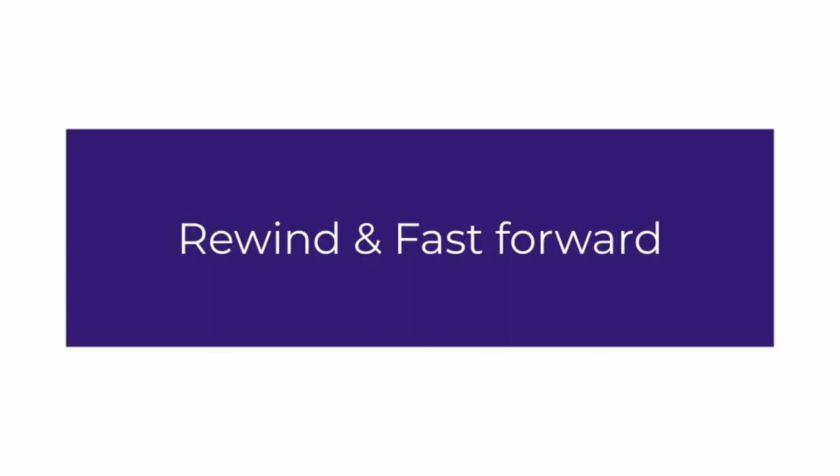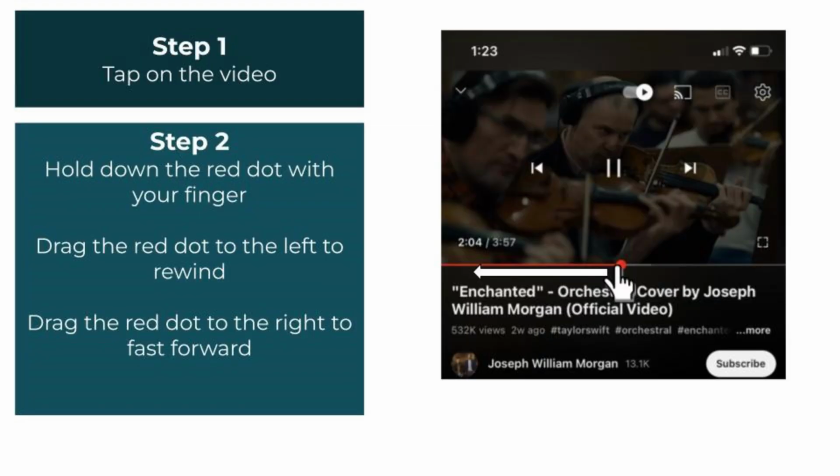Next, let's learn how to use the rewind and fast forward function of videos. First, tap on the video, then hold down the red dot with your finger located at the bottom of the screen. Drag the red dot to the left to rewind. Drag the red dot to the right to fast forward. Once you find the point in the video you would like to watch, release your finger from the screen.